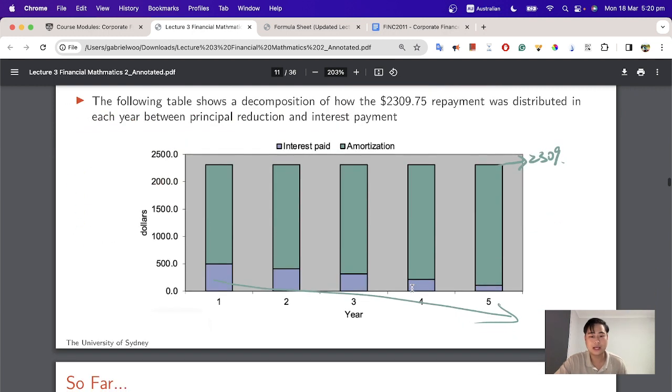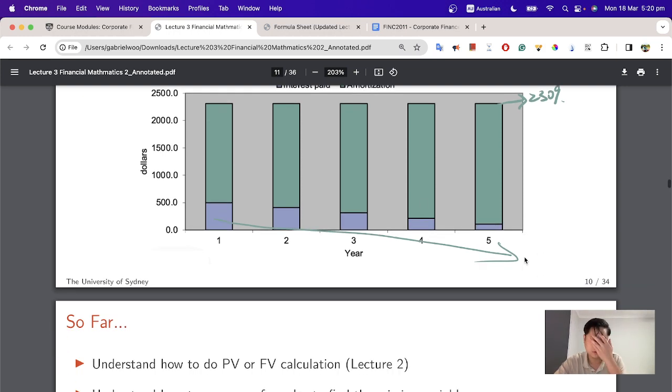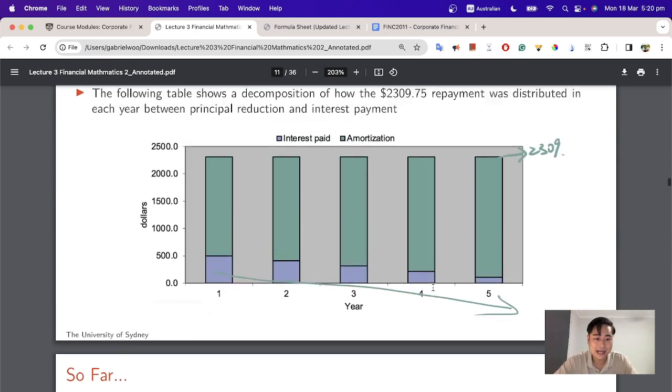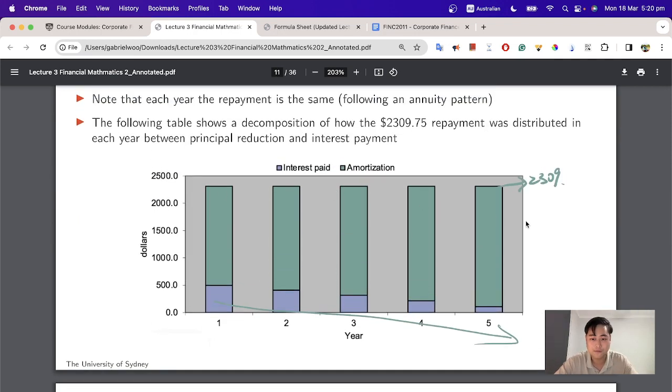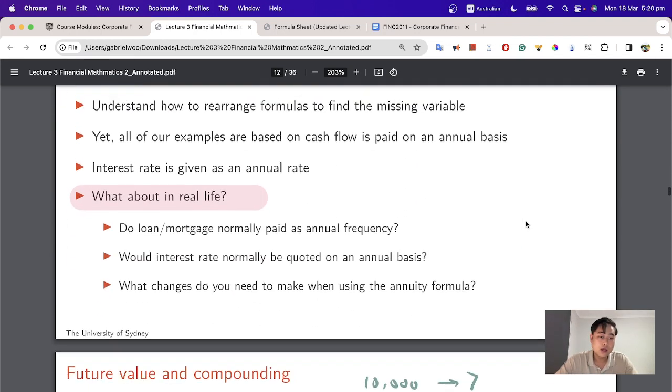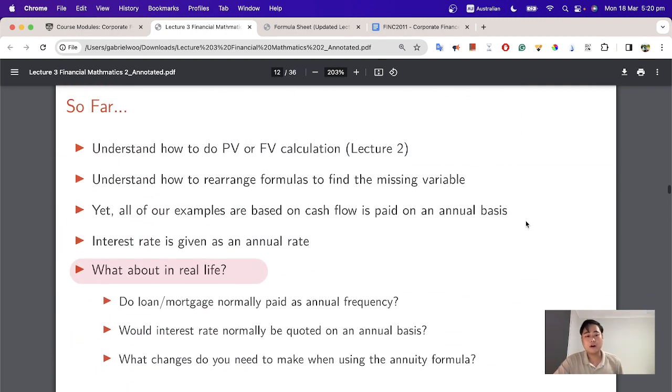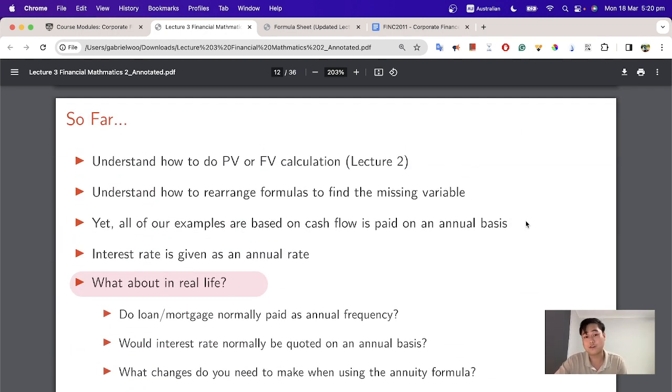And here we can see the relationship of how your interest paid, as a proportion of total payments, would decrease over time, and amortization would increase over time. However, once again, your annual payments are all the same if you have a fixed rate loan. So that is an example of how time value of money would be incorporated into real life.